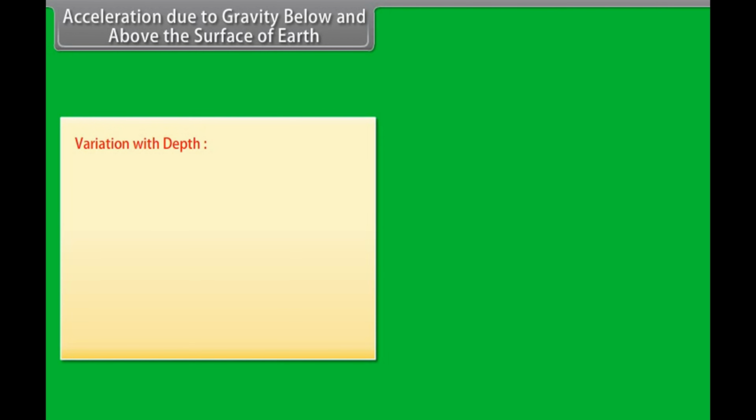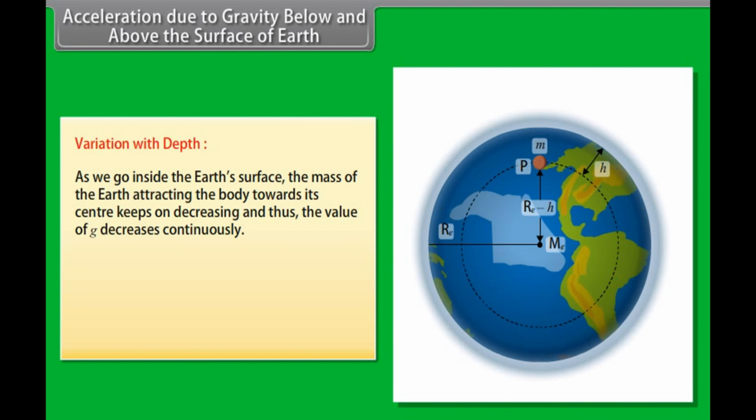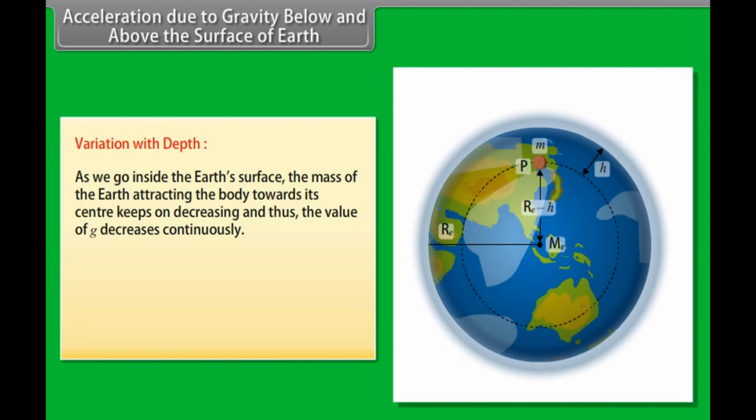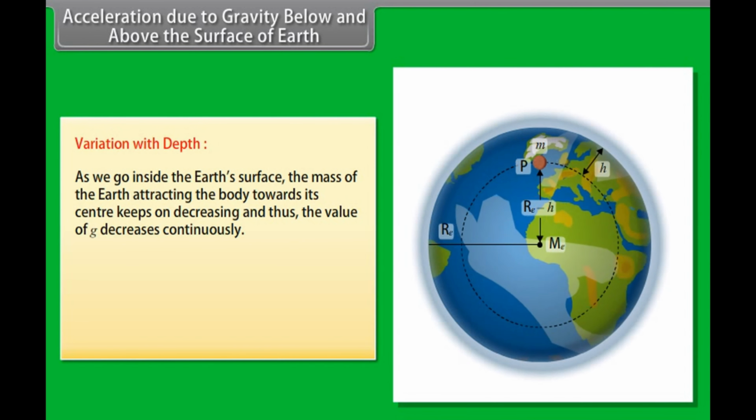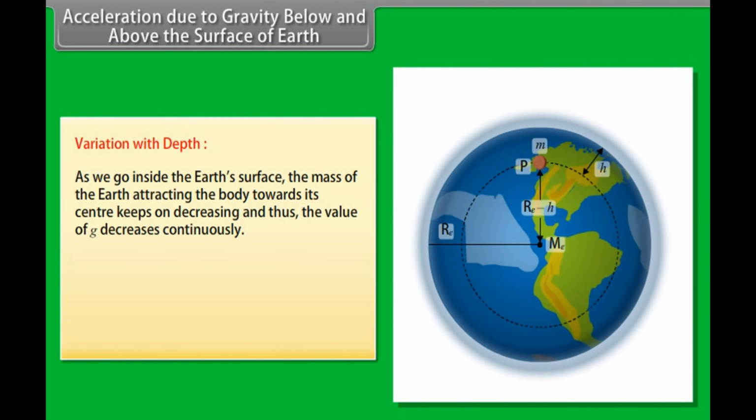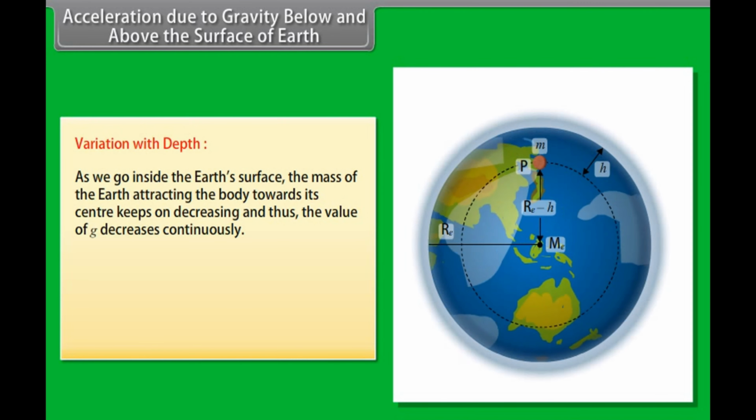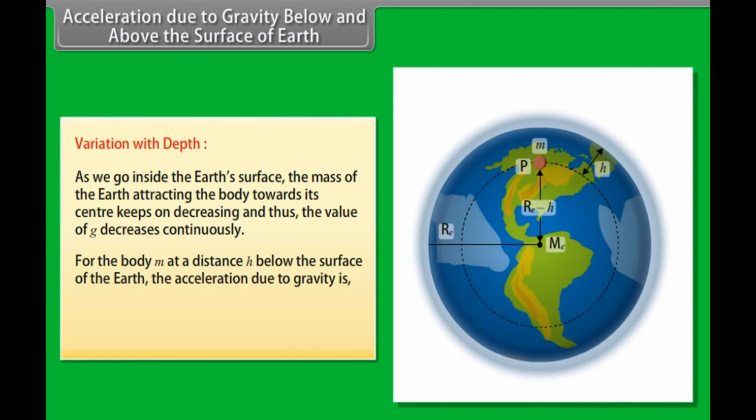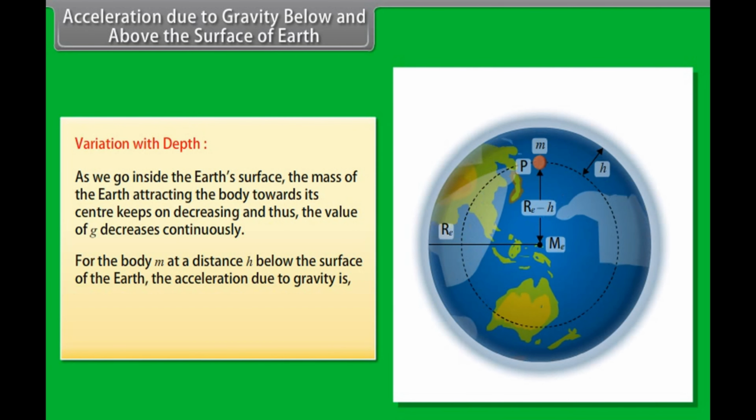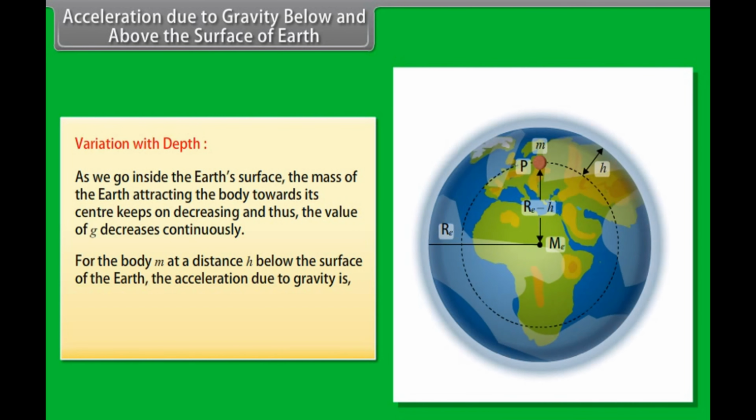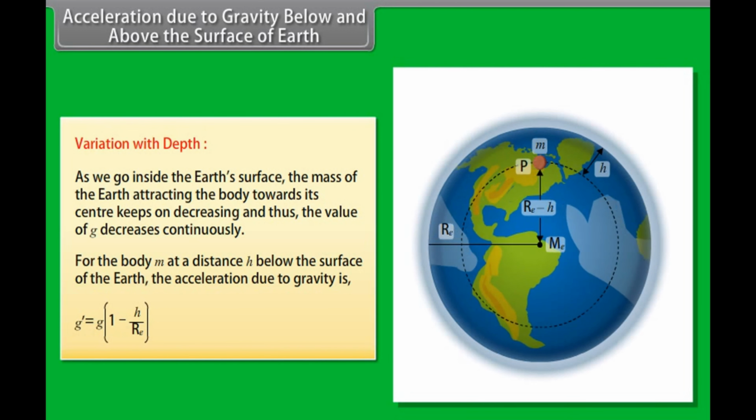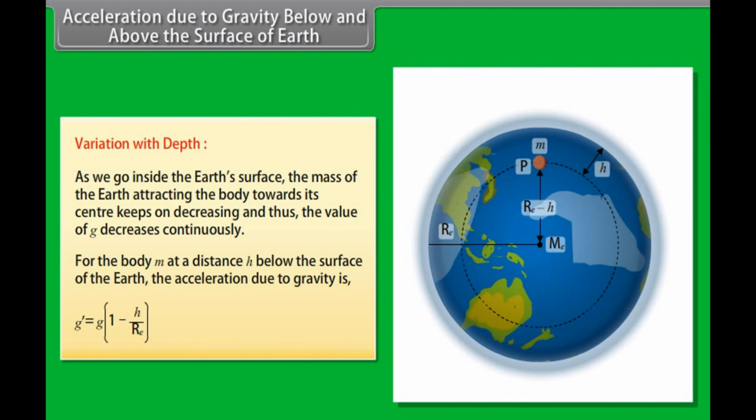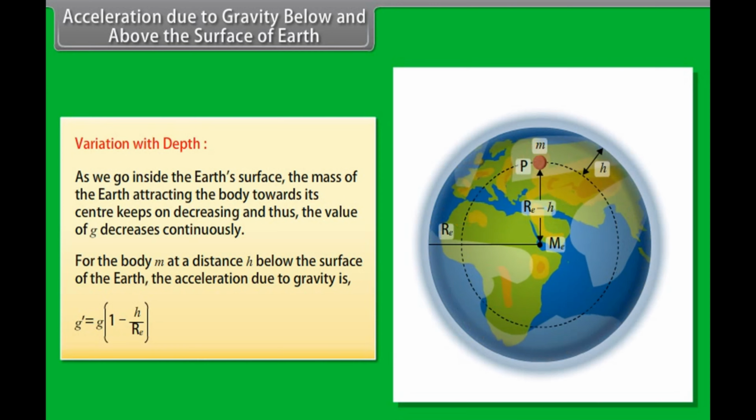Variation with depth. As we go inside the Earth's surface, the mass of the Earth attracting the body towards its center keeps on decreasing, and thus the value of g decreases continuously. For a body of mass m at a distance h below the surface of the Earth, the acceleration due to gravity is g' = g(1 - h/R_E).